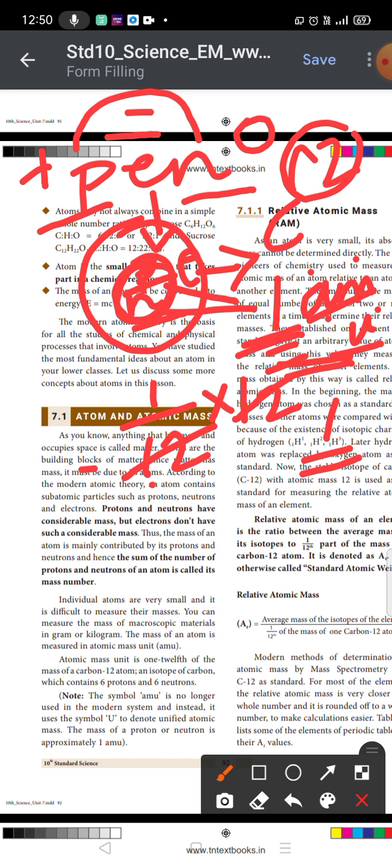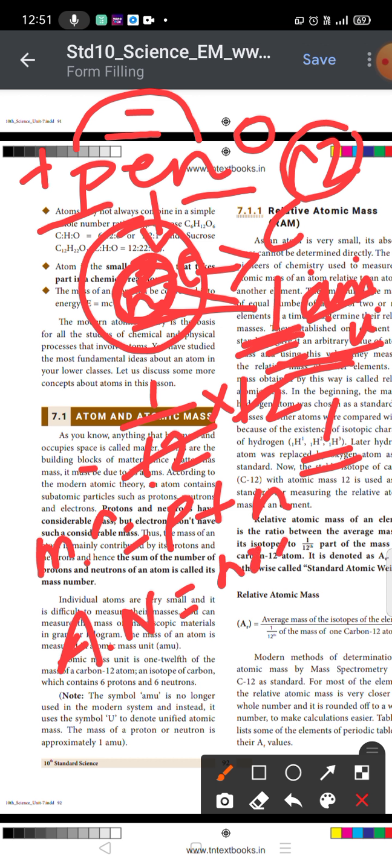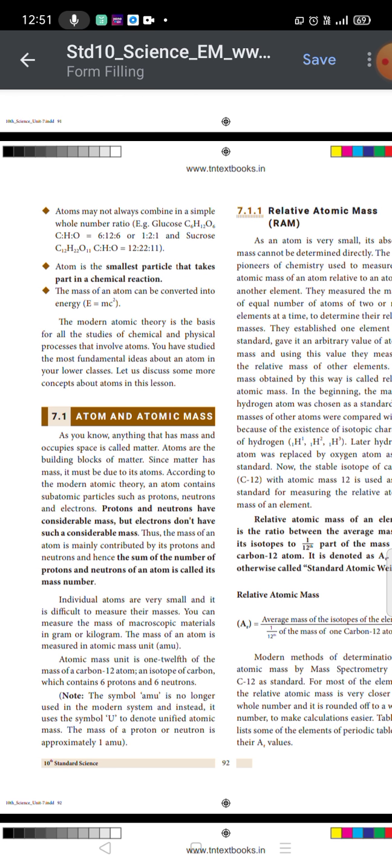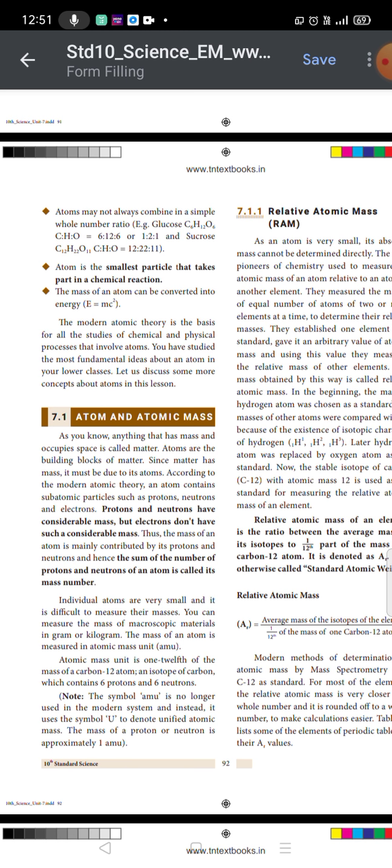So what does mass number mean? The number of protons plus the number of neutrons gives the mass number. What is atomic number? Atomic number is equal to the number of protons or the number of electrons. The sum of the number of protons and neutrons of an atom is called its mass number, as I told.